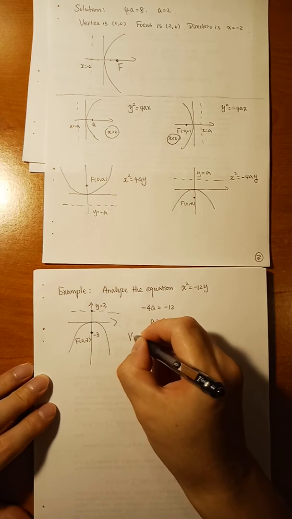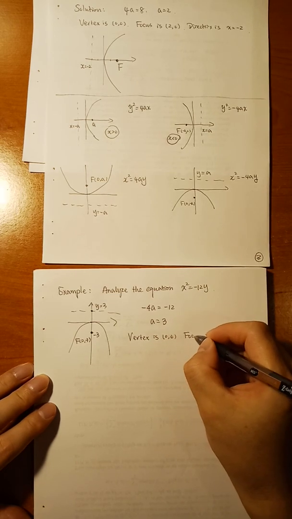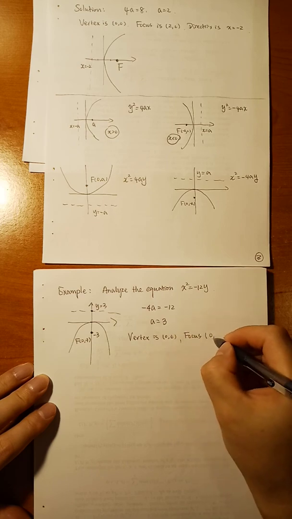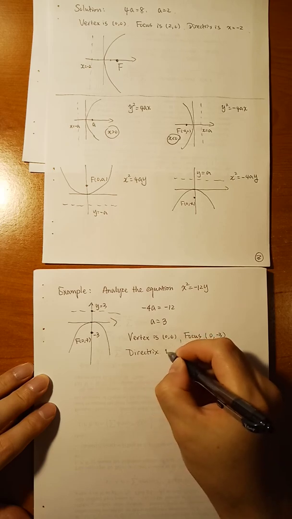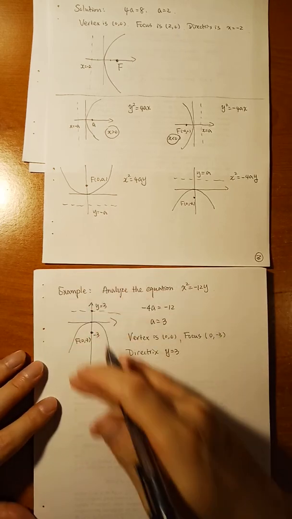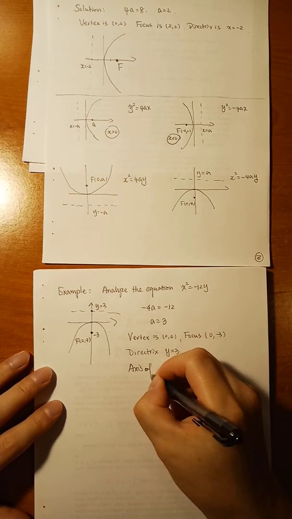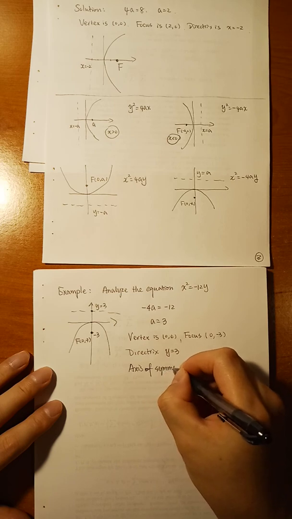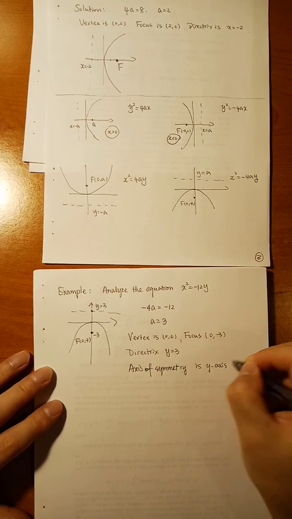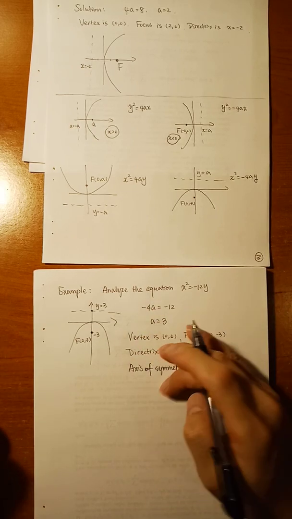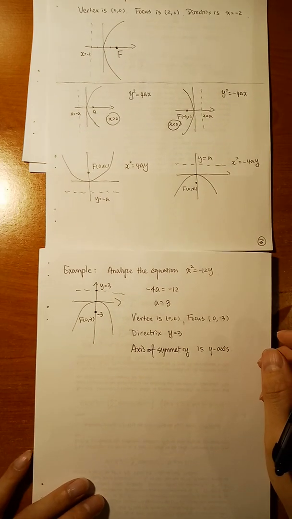So the vertex is (0, 0). Focus is (0, negative 3). Directrix is y equal to 3. That's it. And if you want, you can write the axis of symmetry. The axis of symmetry is the y-axis. That's everything. 1, 2, 3, 4. Yeah, there are only 4 parts. Okay.